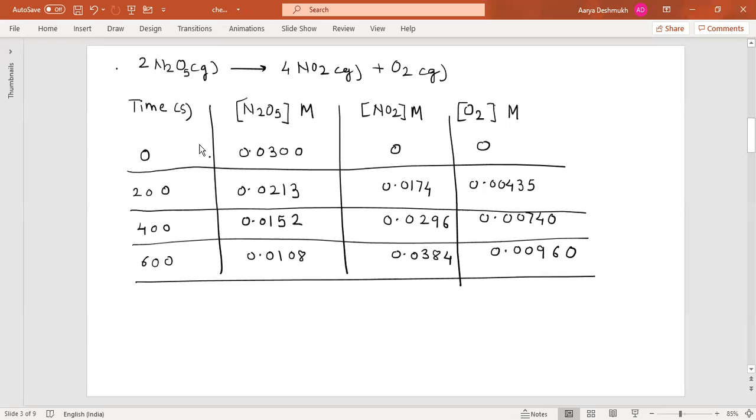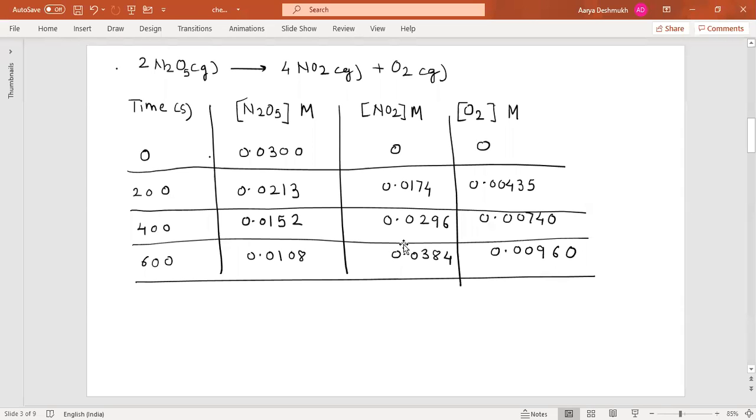Okay. Now, in this first column, you can see this is the time. So in the beginning of the reaction at 0 time, this is the concentration of N2O5, and so on. So in this way, you can read this table. This is the given data. After 200 seconds, if you look at this column, you can see there is a continuous decrease in the concentration because this is getting consumed. Okay. This is the concentration of NO2.